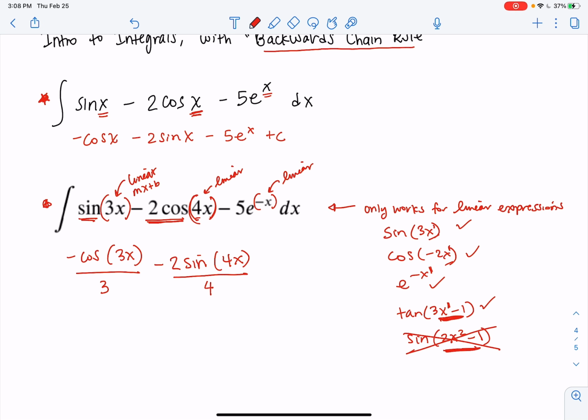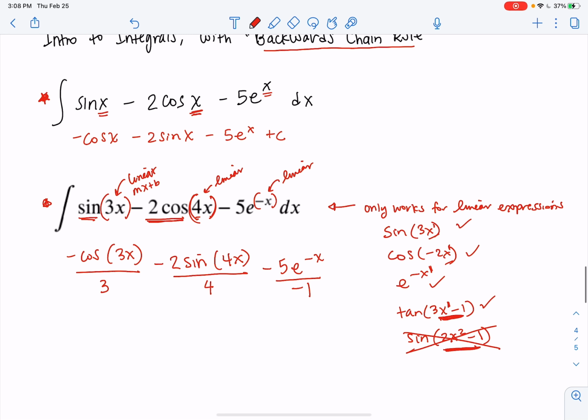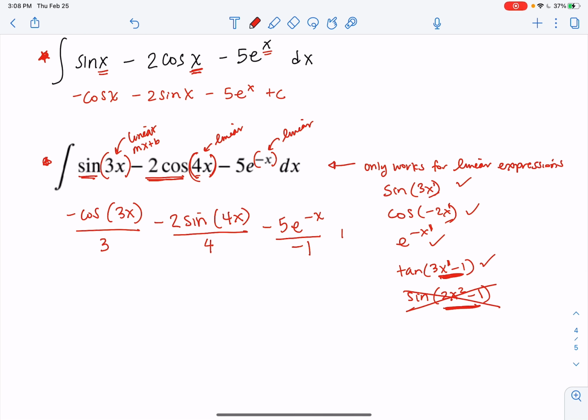Let's do it one more time. So I'm copying the minus 5. The integral of e to some number is e to that same thing, and I'm going to divide by the slope, and the slope here is actually -1. It's not so obvious necessarily the first time, but a negative x has a slope of -1. Don't forget the plus c at the end.